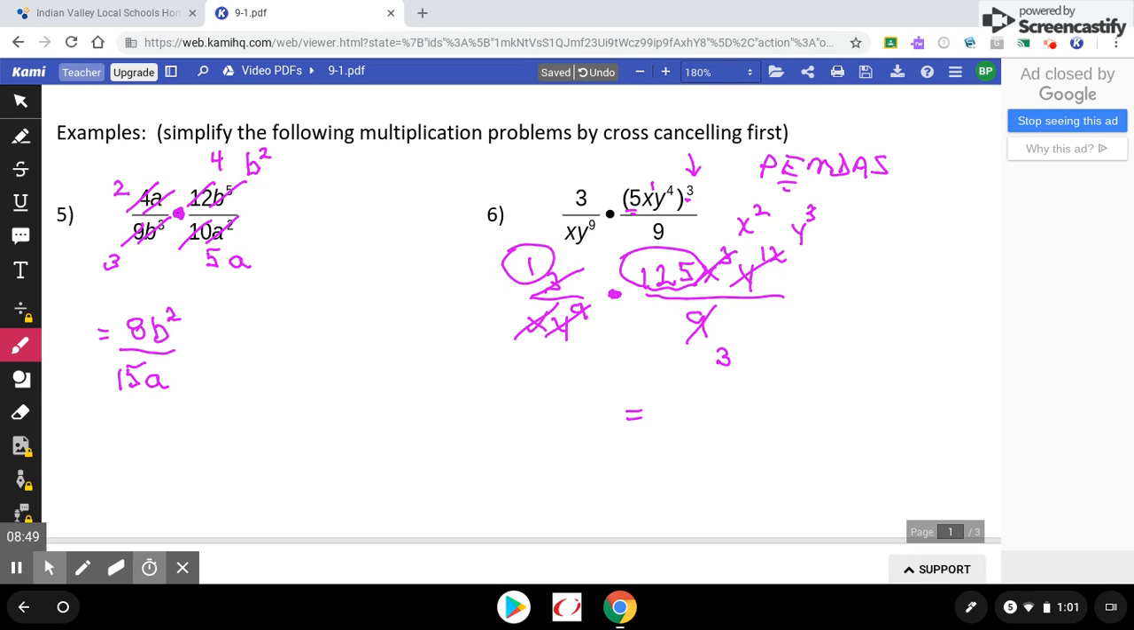I get a 1 times that, times that, times that. Well, 1 times 125 is 125, times an x squared, times a y cubed. The only thing that I see left on the bottom is that 3. And again, it wouldn't hurt to check to see if 125 over 3 reduces. But if you have correctly cross-canceled everything in the problem originally, it shouldn't reduce at the end. And 125 over 3 does not reduce.